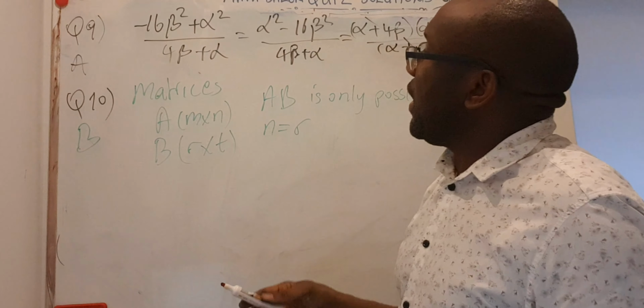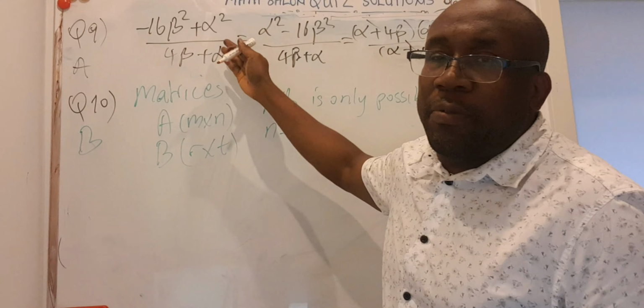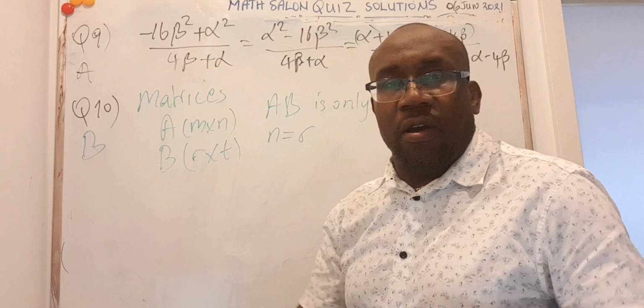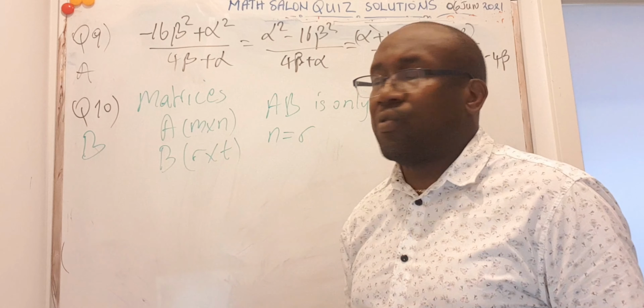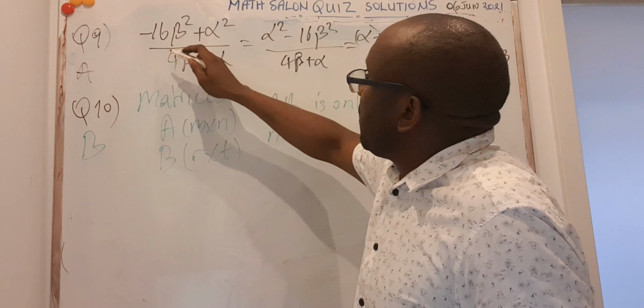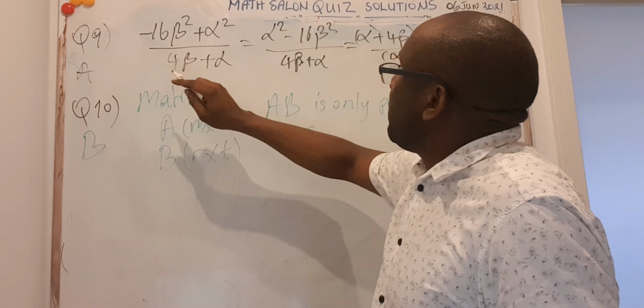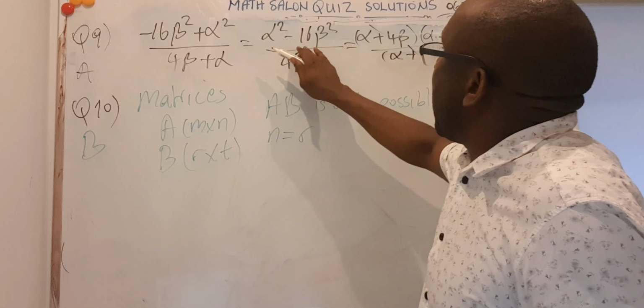So for question number 9, you have to simplify this expression. This has also come in some other quizzes in the past. All have to do with factorization and difference of two squares. So if you look at this expression, you see that I have minus 16 beta squared plus alpha squared divided by this. I can just swap the position to make the minus in the middle.